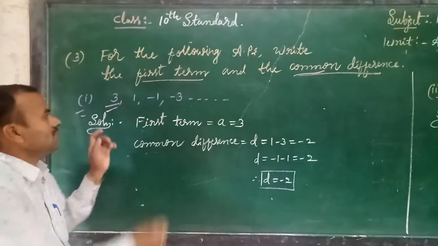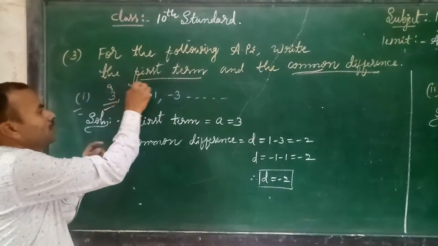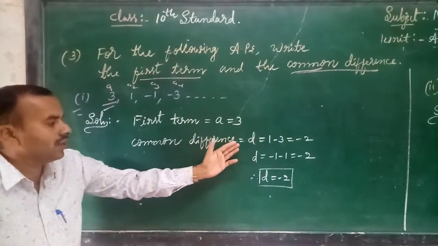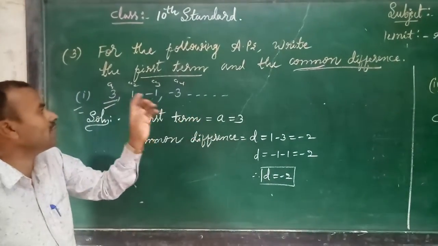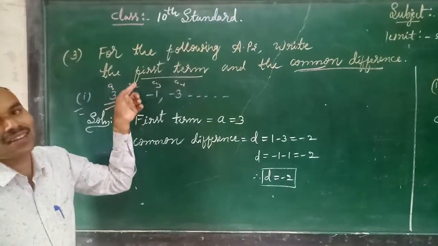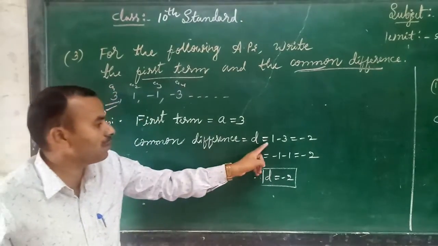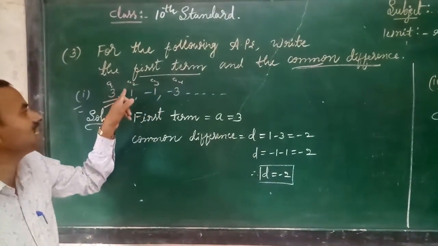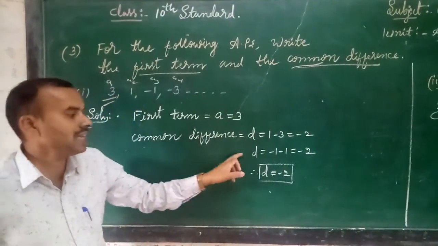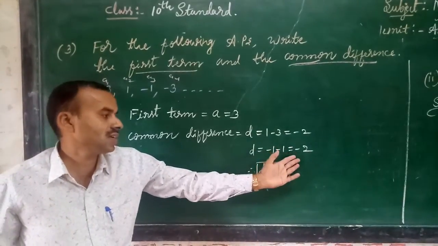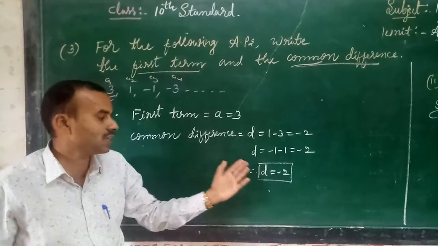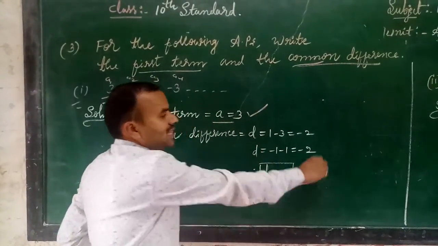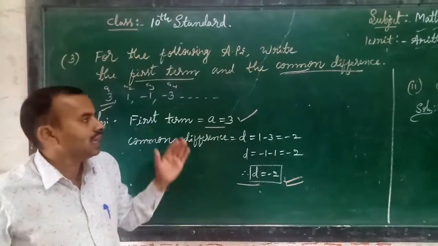For the common difference, we have A1, A2, A3, A4 and so on. To get the difference, we take the second term minus the first term, 1 minus 3, that is -2. Similarly, we take the third term minus the second term, -1 minus 1, this is also -2. D is equal to -2. First term is 3 and difference is -2.